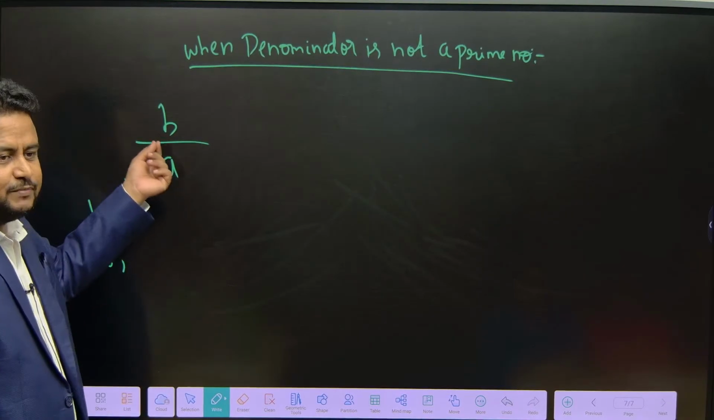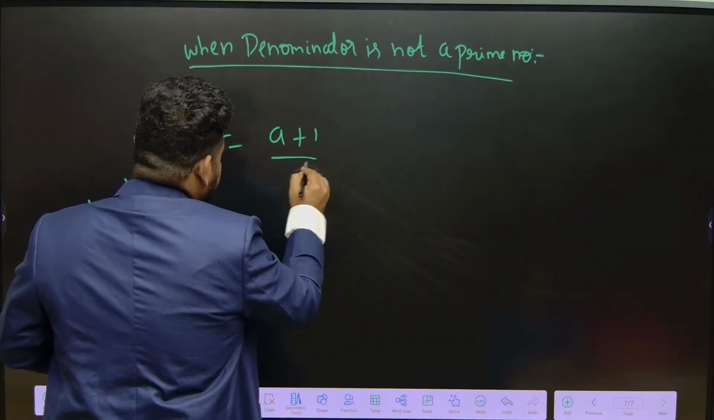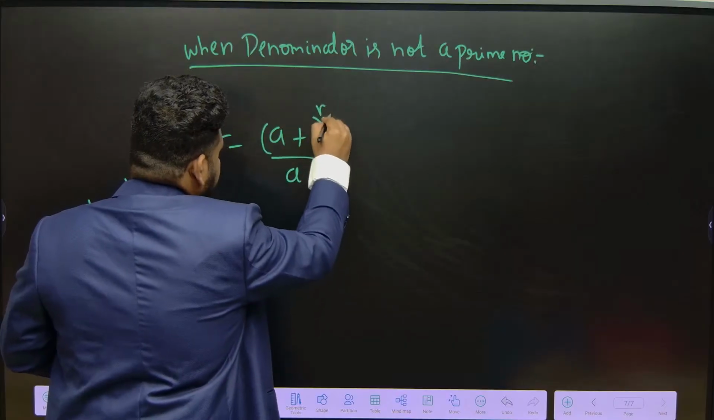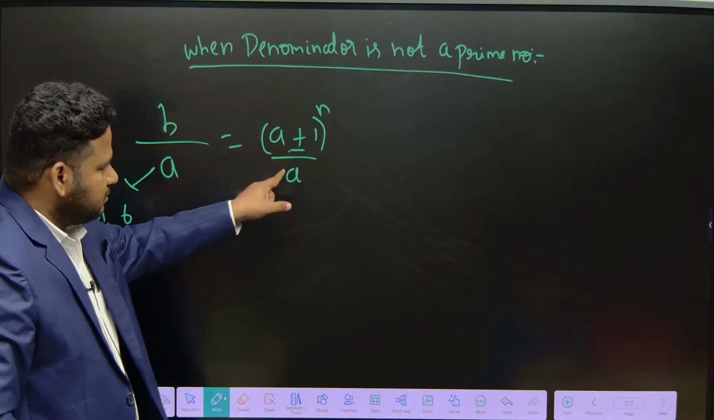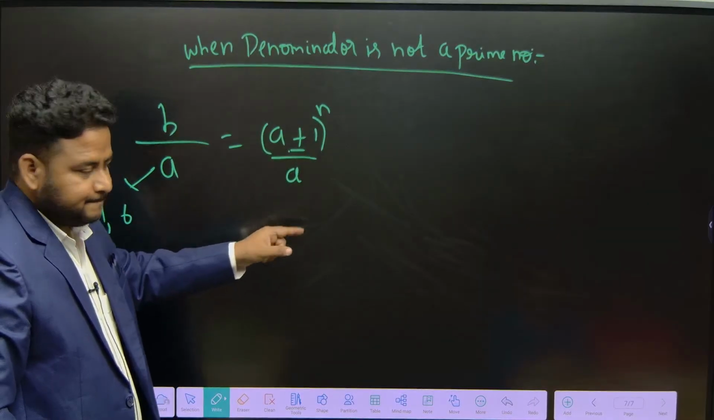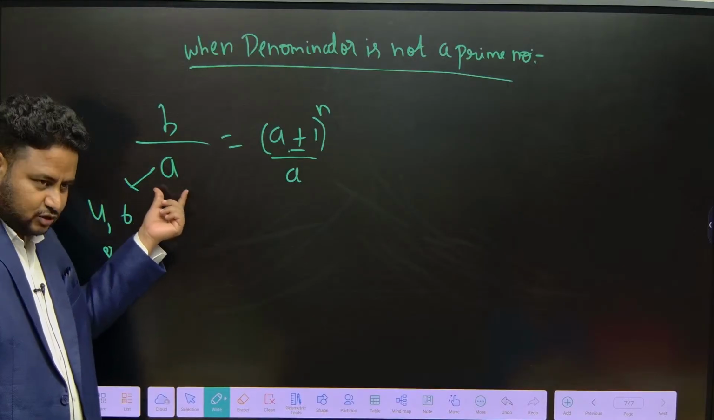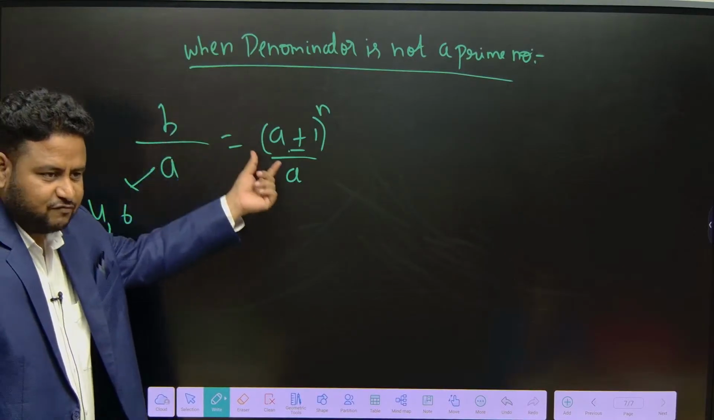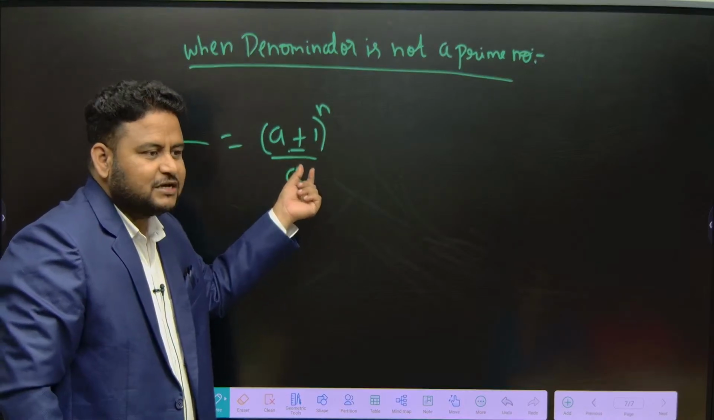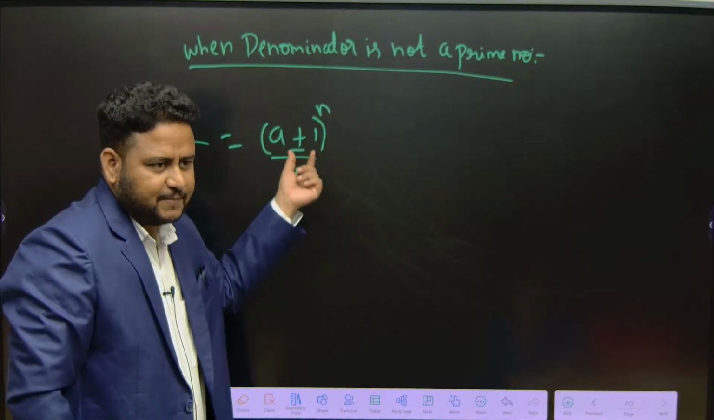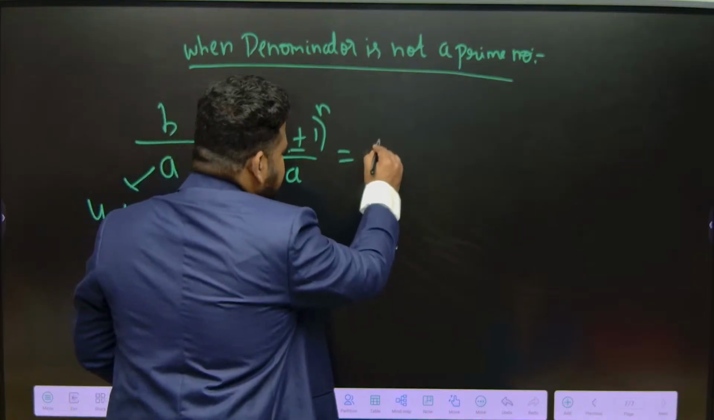So this b should be written in such a way that it takes the form (a plus or minus 1) to the power of n, divided by a. That is, b should be written in terms of a, the denominator, as (a plus 1 or minus 1) to the power of n divided by a. Okay, the general answer will be 1.